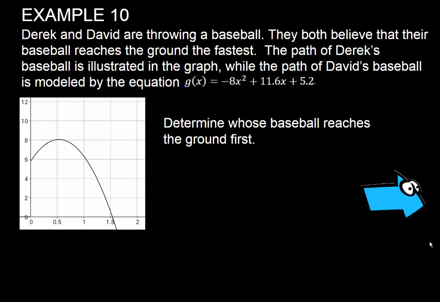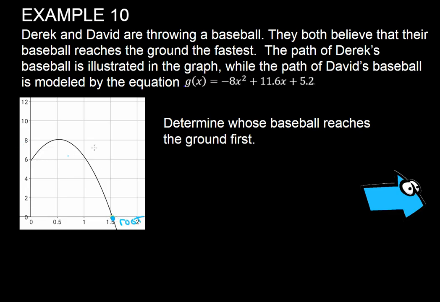All right, so in this example, we're dealing with Derek and David again. But now we're going to see whose ball reaches the ground the fastest. So we have these two graphs again. So now we're going to do something a little bit different. In this case, the ground is down here. And what is this? This is the x-intercept, or a root. So the root here is greater than 1.5, so we'll say about 1.55.